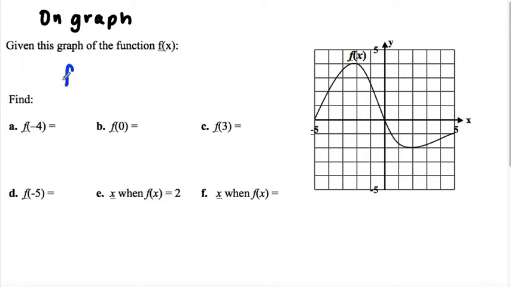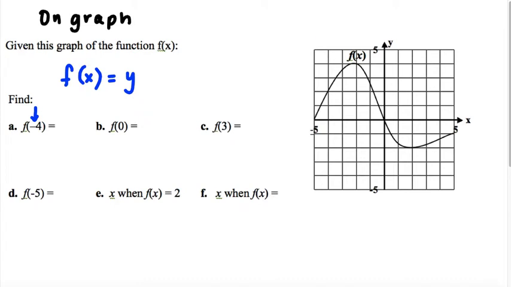Remember function notation, f of x, when we're looking to evaluate it, we're looking for the y coordinates because f of x equals y. So this is my input, this is my x value, and I'm trying to find my y value at -4. So I'm going to find x of -4, which is right about here, and I'm going to find the y value right there, which would be 2.